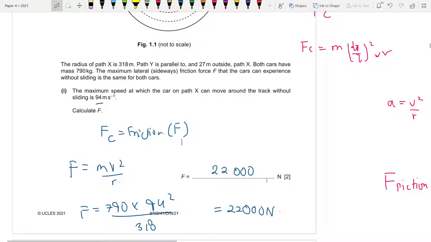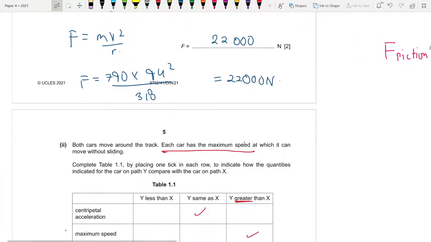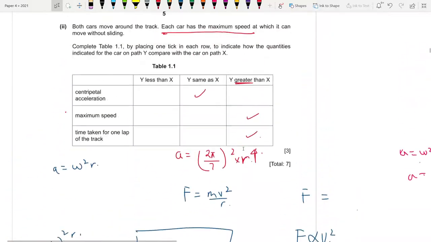That's it. So since my data is to two significant figures, like look, I have three SF values, like 318 and 790, but I'm still choosing two. Why? Because the minimum is 2. Now let's move on to this table. This was a difficult one, this table.